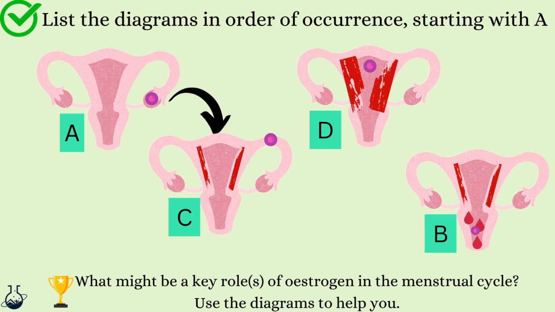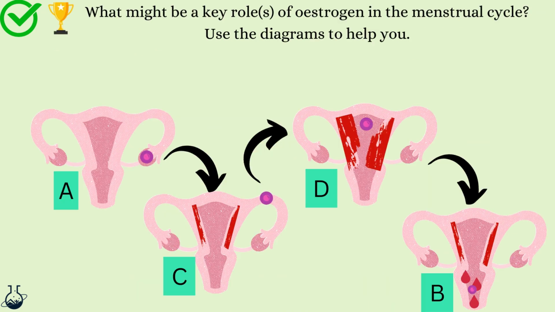So firstly, A shows an egg maturing in the ovary. So this should lead into diagram C, which shows the egg released and moving down the oviduct with a slight thickening of the uterus lining. Then, this lining continues to build in anticipation of embedding a fertilized egg, shown in diagram D. However, when this is not met, this lining is shed, shown in diagram B. So the order of pictures goes A, C, D, B. If you had a go at the challenge, well done.